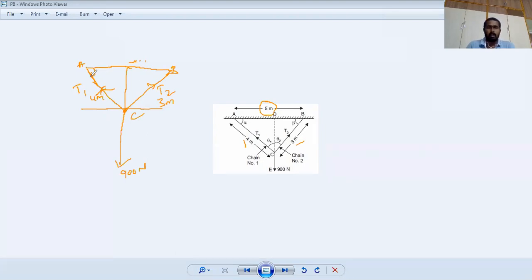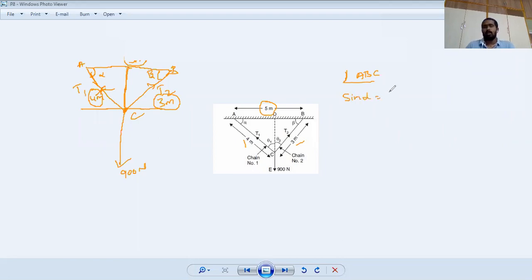So here he has given an angle alpha and an angle beta. First find out the angle alpha. You know the two sides, one side here, one side here, and one side here. So first take the triangle ABC. So first I am going to take sine alpha.